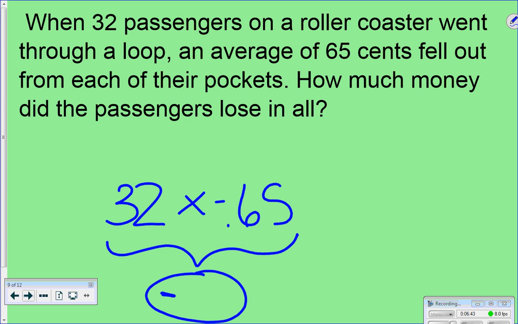Sure, I'm okay with that, because a lot of times in life you're not going to do it like this. You're going to do it like you normally would, 32 times 65, and you say, well, they lost this much. I'm fine with that. Yeah, because to me, it's easier to write it out. Well, they lost this much than put -65 cents or whatever. Yep, that's fine.